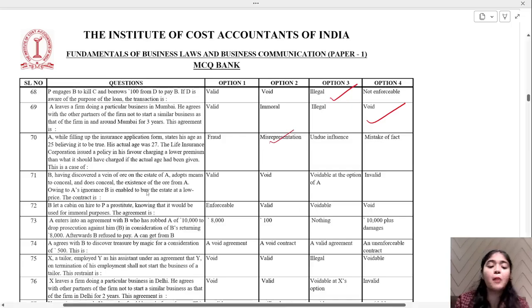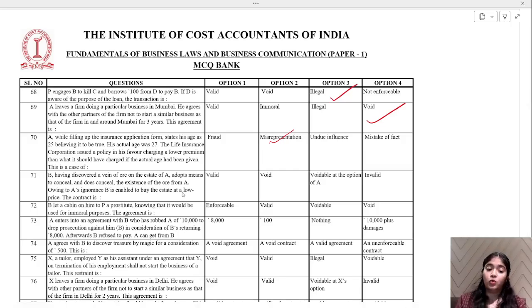Okay. B, having discovered a vein of ore on the estate of A, adopts means to conceal and does conceal the existence of ore from A. Owing to A's ignorance, B is enabled to buy the estate at a lower price. There's an ore over here, A has ignored it, so B is enabled to buy the estate at a lower price.